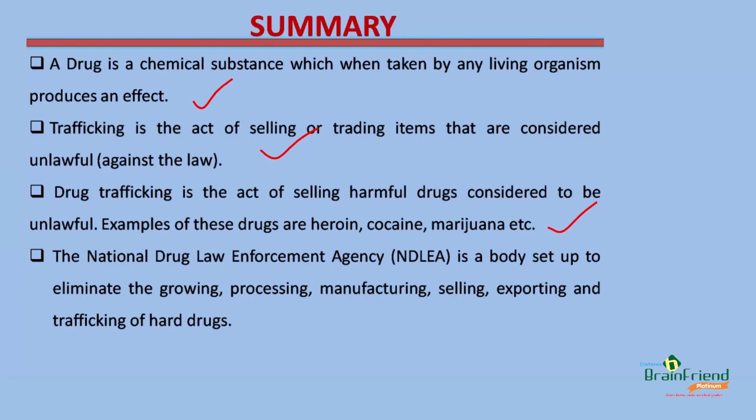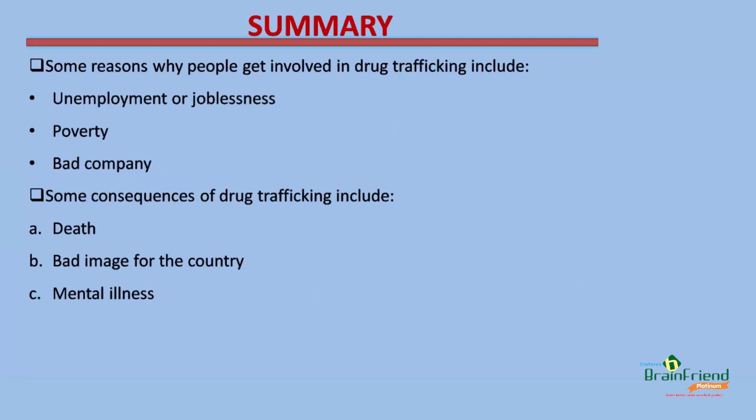Going forward, we learned that the National Drug Law Enforcement Agency, NDLEA, is a body set up to eliminate the growing, processing, manufacturing, selling, exporting, and trafficking of hard drugs. Also, we learned that some reasons why people get involved in drug trafficking are unemployment or joblessness, poverty, and bad company. Finally, we looked at the consequences of drug trafficking, which include death, bad image for the country, and mental illness. Now let's move on to our test session.